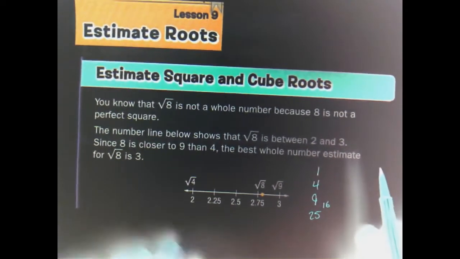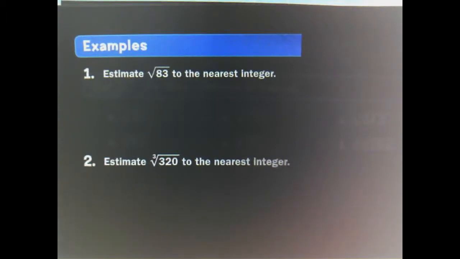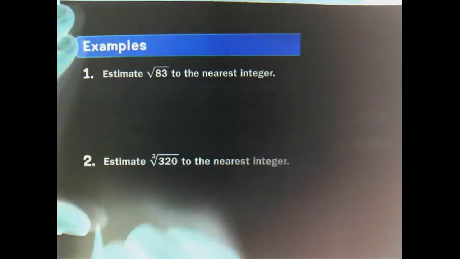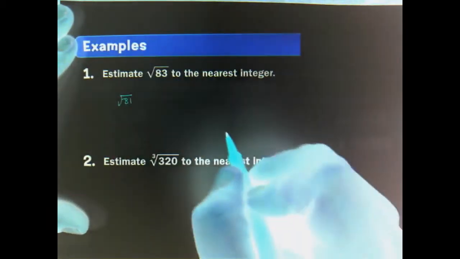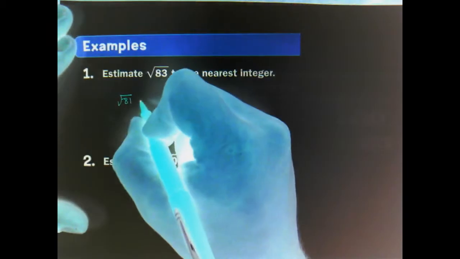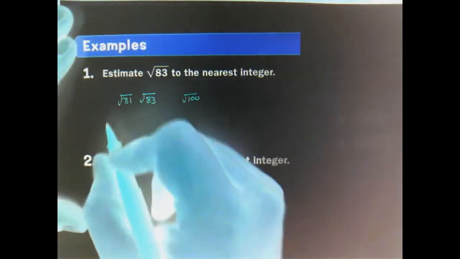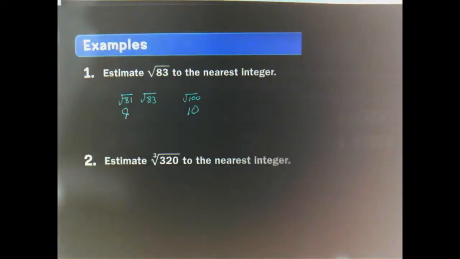Since the square root of 9 is 3, the square root of 8 has to be around 3. Okay. So if we take a look at a few examples here, I want to estimate the square root of 83 to the nearest whole integer. So the perfect squares that are around it are going to be the square root of 81 and the square root of 100. Now the square root of 83 is right in between those two. Since I know the square root of 81 is 9 and the square root of 100 is 10, the square root of 83 will be somewhere in between 9 and 10.